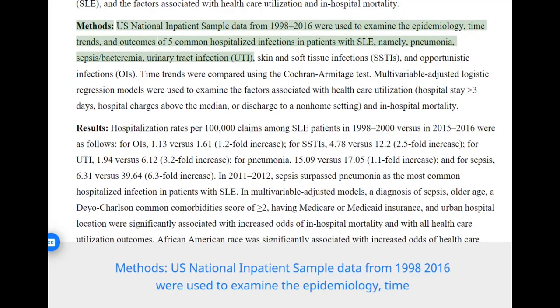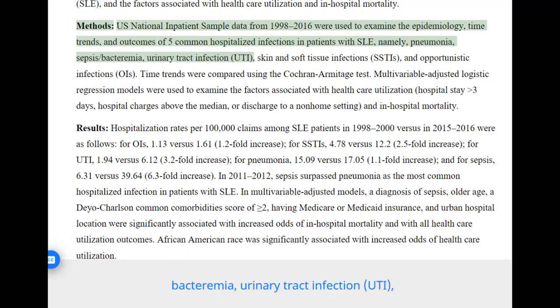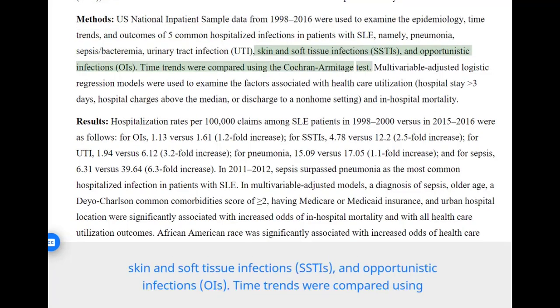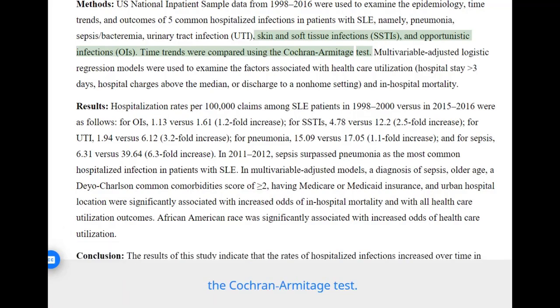Methods: U.S. National Inpatient Sample data from 1998-2016 were used to examine the epidemiology, time trends, and outcomes of 5 common hospitalized infections in patients with SLE, namely pneumonia, sepsis, bacteremia, urinary tract infection, UTI, skin and soft tissue infections, SSTIs, and opportunistic infections, OIs. Time trends were compared using the Cochran-Armitage test.